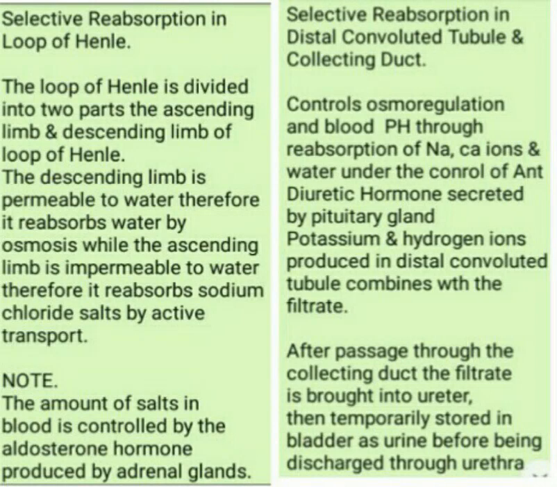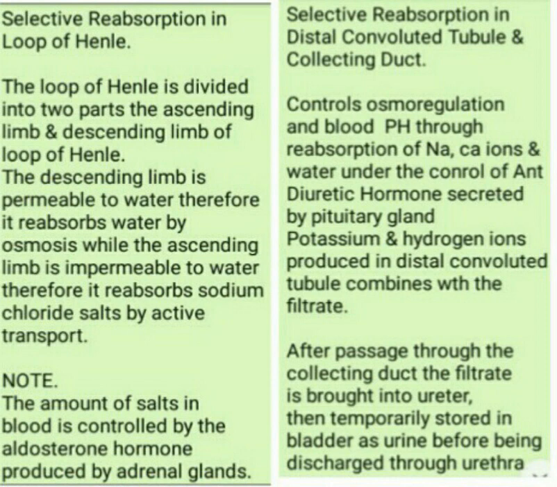Hello guys, we proceed with the selective reabsorption in the loop of Henle. So after selective reabsorption in the proximal convoluted tubules, the filtrate enters the loop of Henle. The loop of Henle is divided into two parts, the descending limb and the ascending limb.